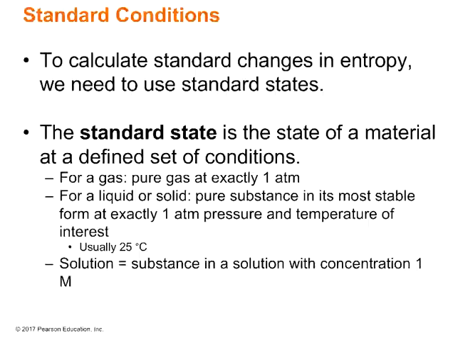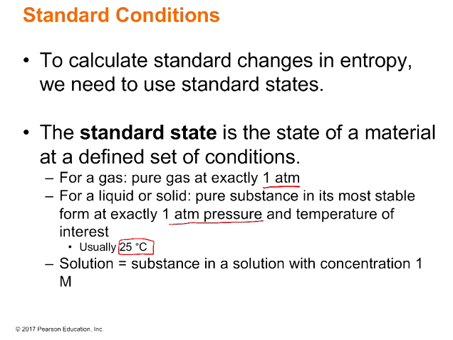So just as a review, to calculate standard changes in entropy or in enthalpy or even in Gibbs free energy, for instance, we need to use standard states. You might remember that the standard state is the state of a material at a defined set of conditions. The standard state for a gas would be a pressure of 1 atmosphere. For a liquid or a solid, the standard state is a pure substance in its most stable form at exactly 1 atmosphere of pressure, and then usually 25 degrees Celsius.